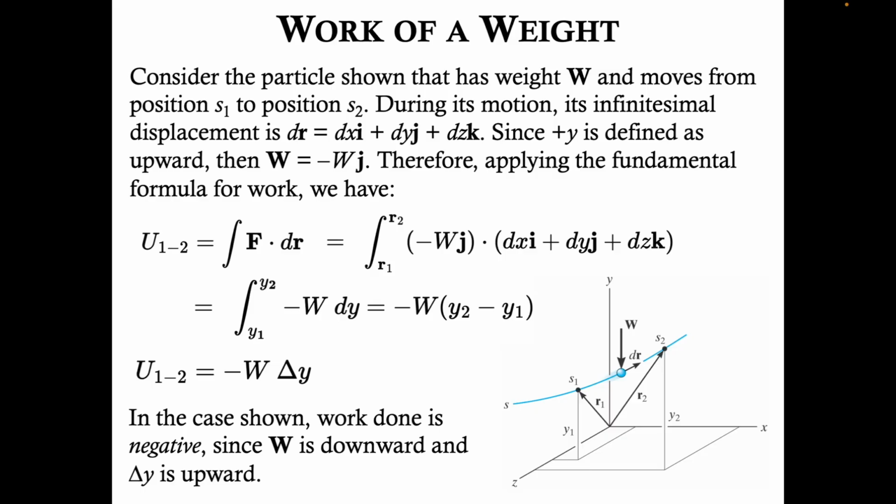Consider the particle shown that has weight W and moves from position s1 to s2. During its motion, its infinitesimal displacement is dr equals dx i hat plus dy j hat plus dz k hat. Since positive y is defined as upward, as we can see in this coordinate system here, then an expression for the weight vector would equal negative W j hat. Therefore, applying the fundamental formula for work, we have U sub 1-2 equals the integral of F dot dr. That would equal the integral from r1 to r2, initial position to final position, of the force, in this case the weight, negative W j hat, dotted with the displacement vector, which equals negative W times (y2 minus y1). And therefore U sub 1-2, the work done by the weight, equals negative W delta y.